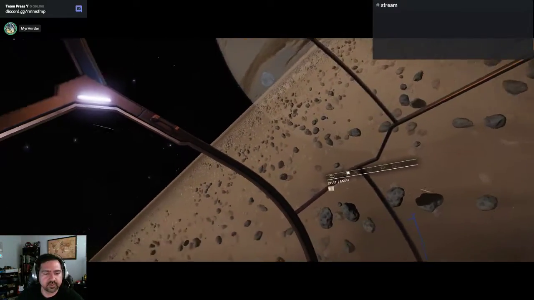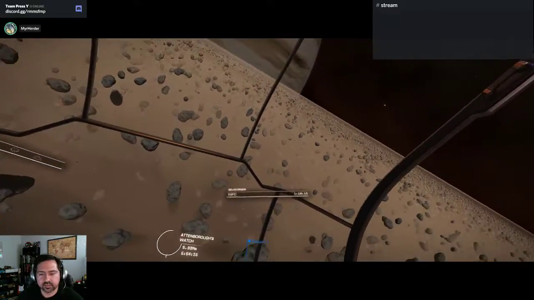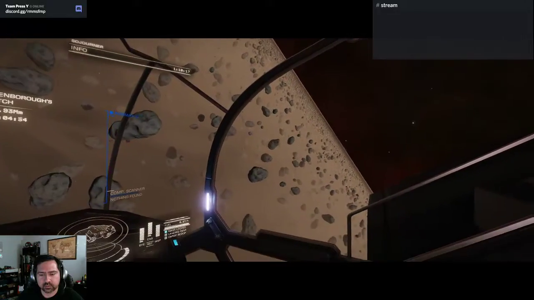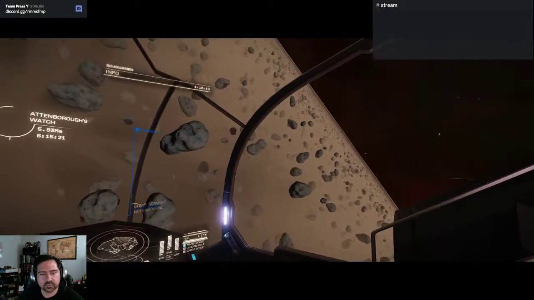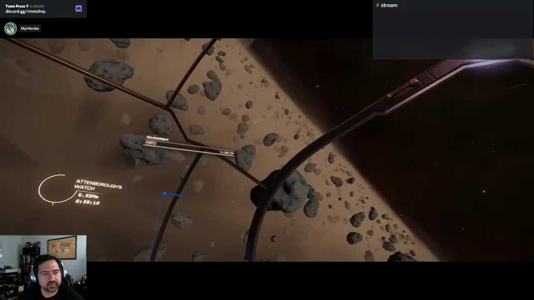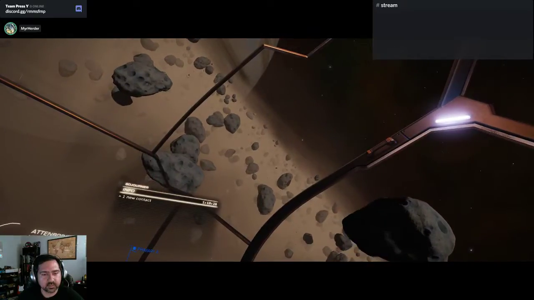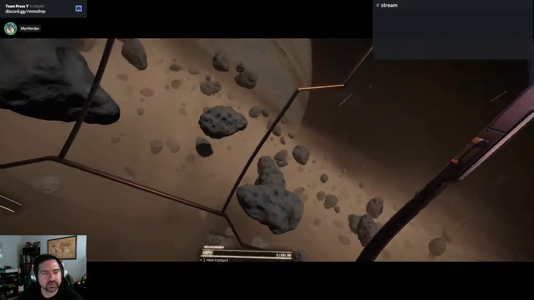So each one of these rocks is actually there, and you can fly up to it and scan it. And if you have the right equipment, you can mine it. I don't mind that at all. I like ship mining. When I started the game, you start with a little jet fighter, but my first ship I bought and equipped was a little mining tug.